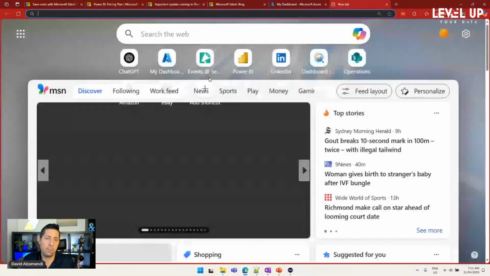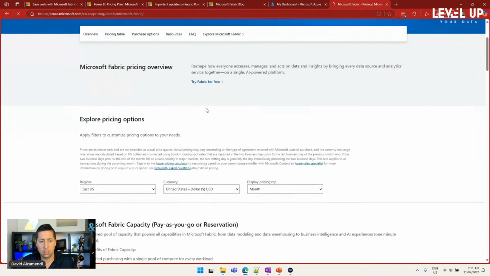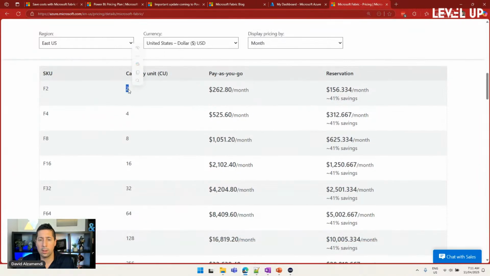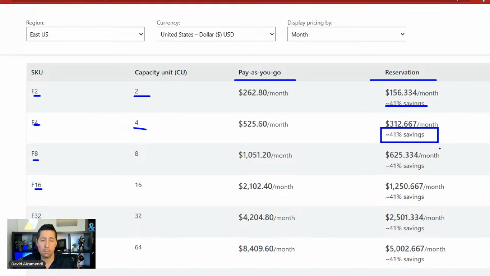So let's check out the Fabric pricing, and you will see what I mean. These are the different SKUs. You get different capacity units per SKU. Remember, that's the number of capacity units that you get per second, and you can see that number matching here. Then you have a pay-as-you-go model and the reservation model. And upfront, you can see it's a huge discount. You get a 41% discount if you go with the reservation.